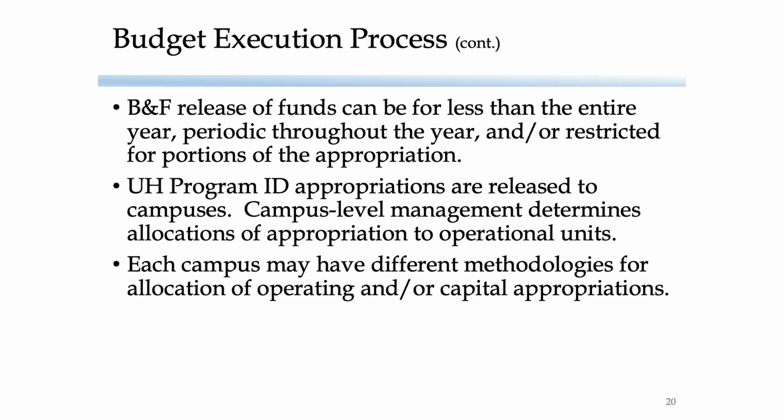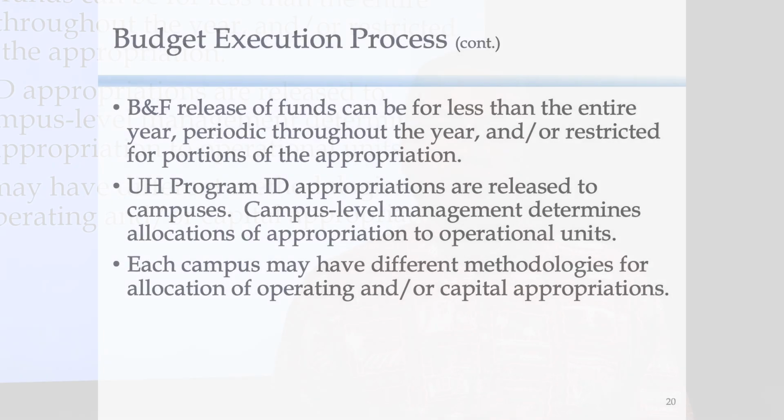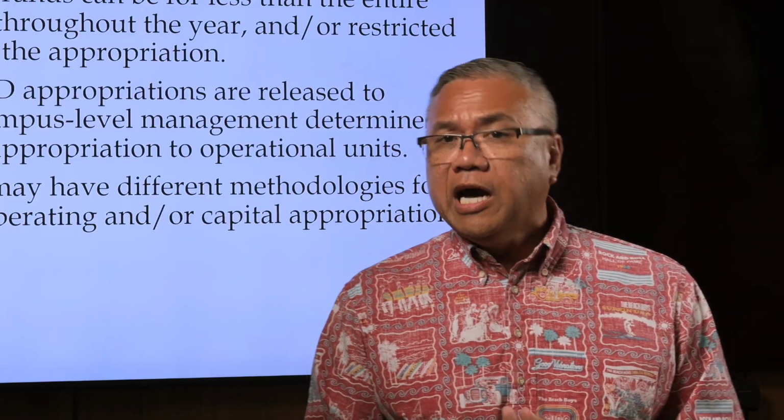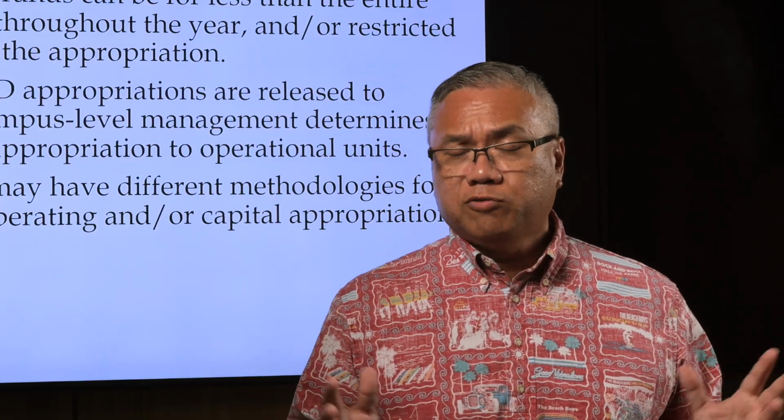Each campus may have different methodologies to do that. Larger campuses, say the University of Hawaii at Manoa, have a pretty complex allocation formula. And smaller campuses may not need such complexity, but it is still within the authority of each chancellor and finance officer to determine how best to deploy funds to support all their downstream programs. So this concludes that portion related to the operating budget and the operating budget appropriation.